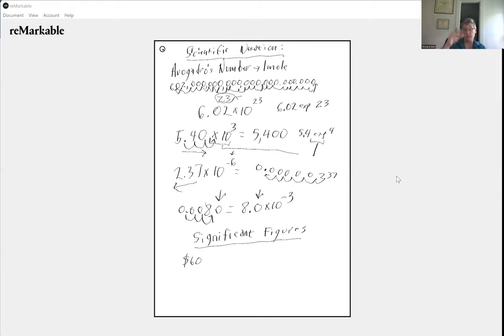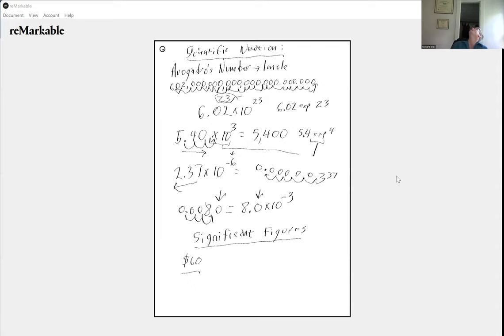Like I say, in sig figs, we usually assume one. But if I tell you I have $60, you assume it's around $60. It's not exactly $60, it's around $60. And I will write it like this. But suppose by some freak accident, within a dollar, I have exactly $60.